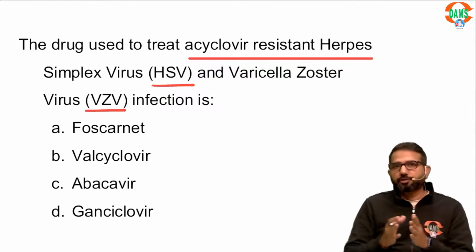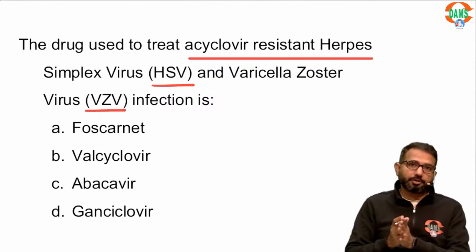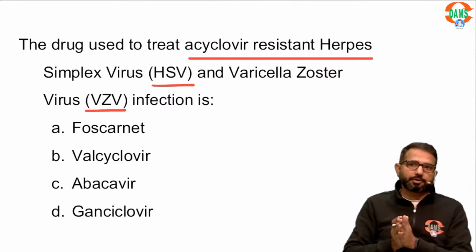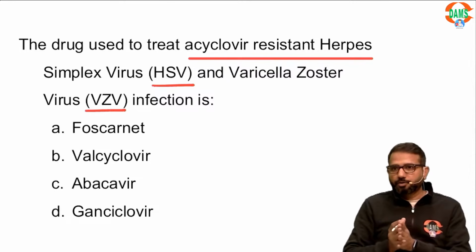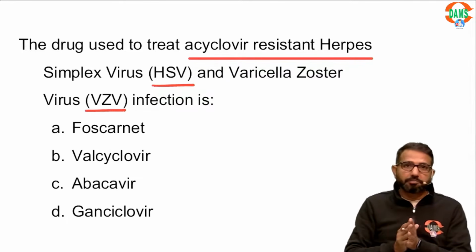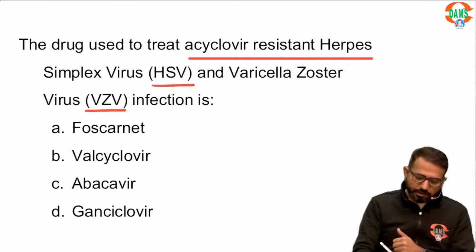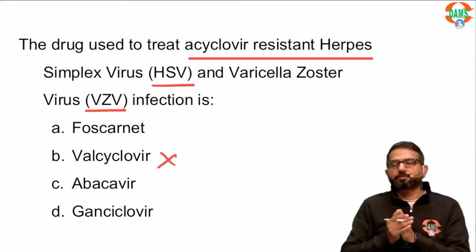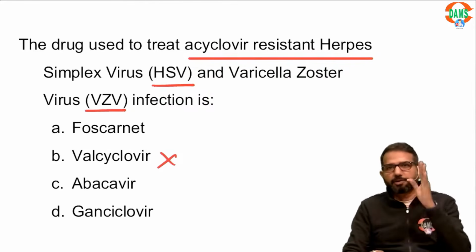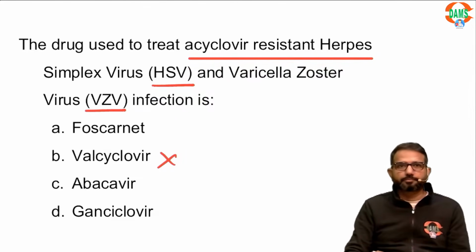What is the correct answer? Because acyclovir triphosphate formation is a must. If there is no triphosphate formation, it will not be effective. So I can see you are giving the answer as B, but that is not correct, because valacyclovir is nothing different. Valacyclovir is the prodrug of acyclovir, an ester prodrug with better bioavailability. But that is not the drug for this purpose.